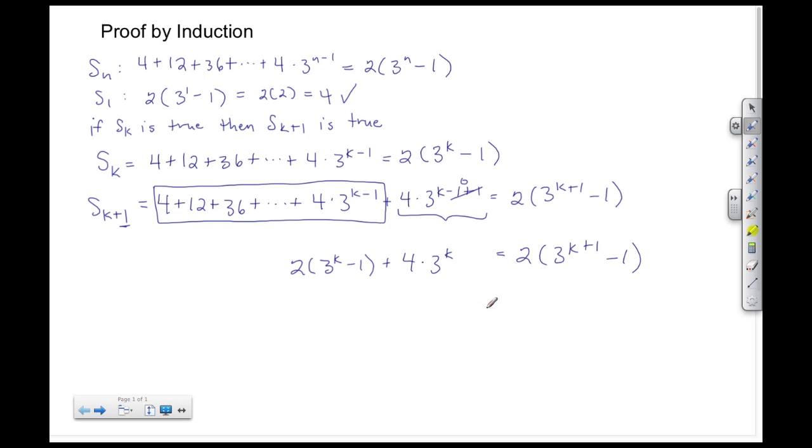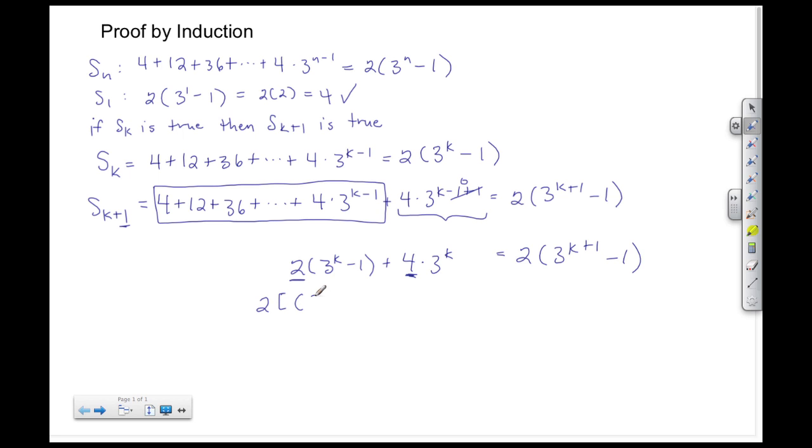Now what I need to do is use algebra to make this left hand side look like the right hand side. If I can do that, that's going to prove this series is true for all positive values of n by using induction. First thing I notice is that I have a GCF of 2. This entire thing is one term, and this entire thing is the second term. They have a factor of 2 that's shared. So let's factor out a 2.